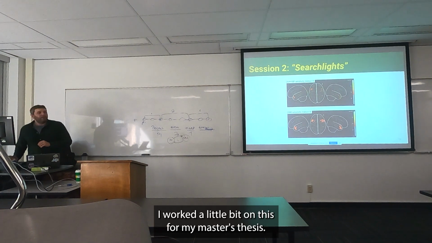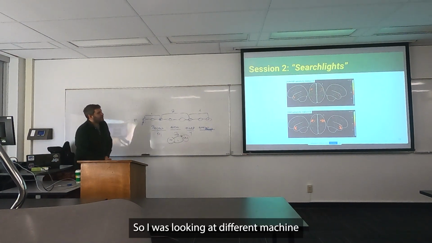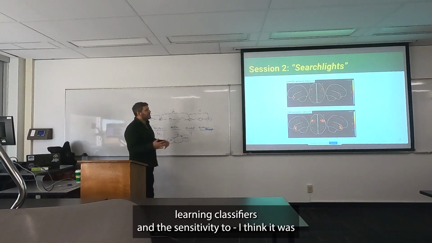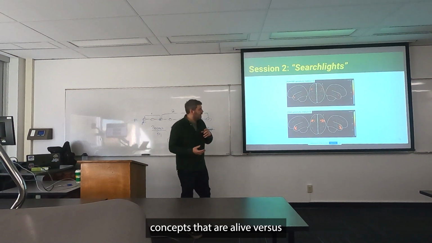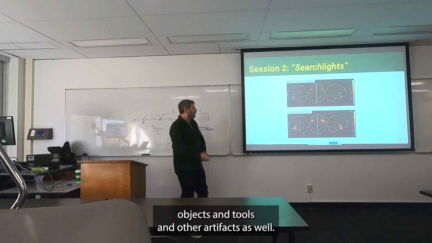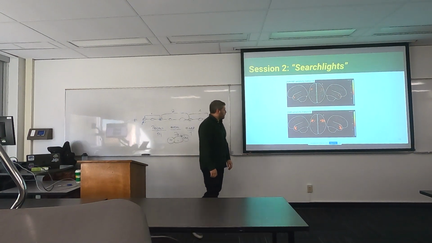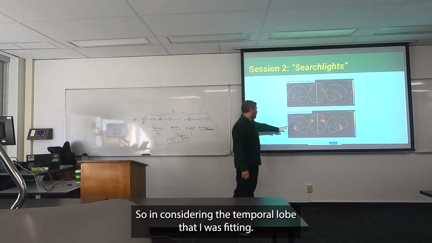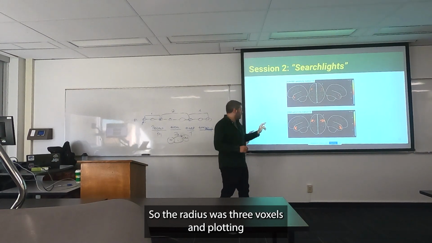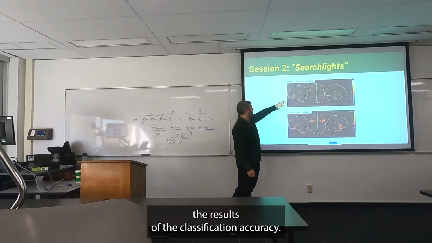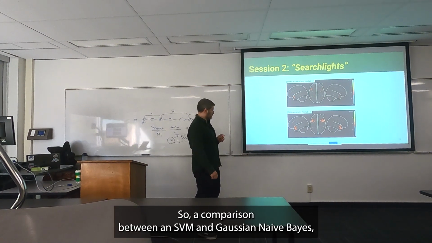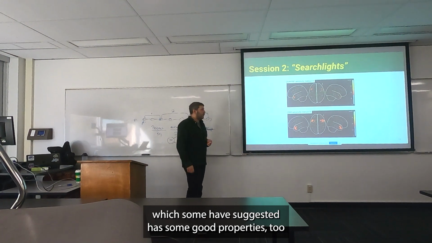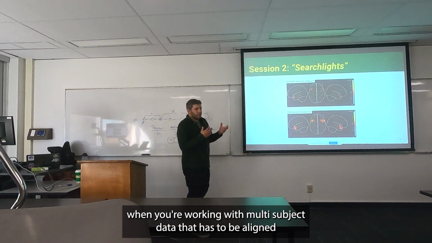I worked a little bit on this in my master's thesis, looking at different machine learning classifiers and their sensitivity to, I think, the semantic representation of concepts that are alive versus objects and tools and other artifacts. Considering the temporal lobe, the radius was 3 voxels, and I plotted the classification accuracy, comparing SVM and also Gaussian naive Bayes, which suggests it has some good properties when you're working with multi-subject data.